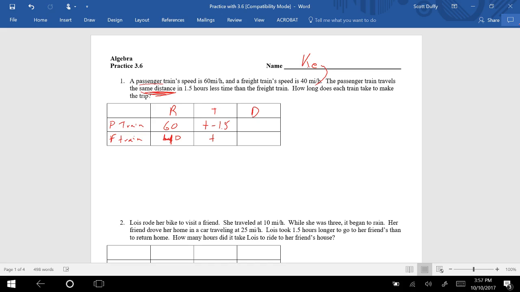The distance is equal to the rate times the time. So we'll have 60 times T minus 1.5, and then here we have 40 times T. Set this equal to this, so we have 60 times T minus 1.5 equals 40T. I'm going to distribute 60 to both terms. 60T minus 90 equals 40T.